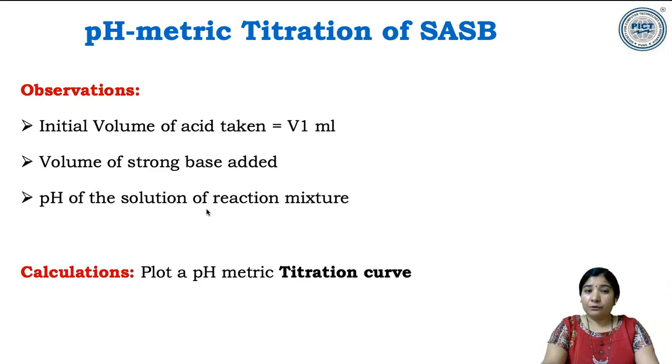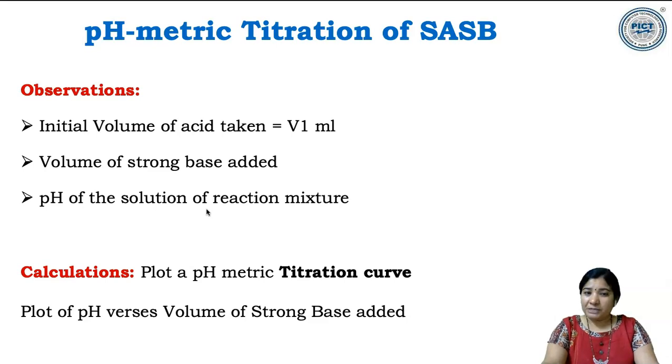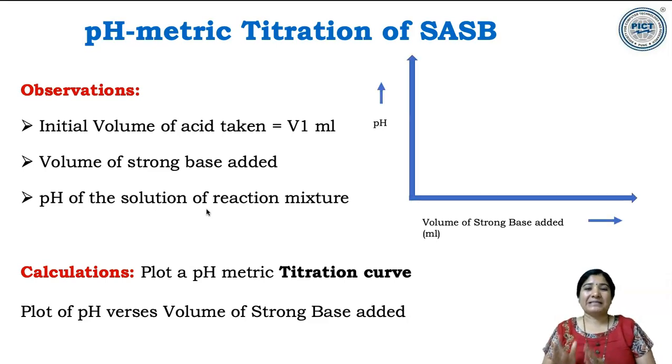And in the calculation part, since we want to calculate the unknown concentration, we have to plot a pH metric titration curve. A pH metric titration curve is a plot of pH versus volume of strong base added. So pH will be on the y-axis and volume of strong base added in ml will be on the x-axis.